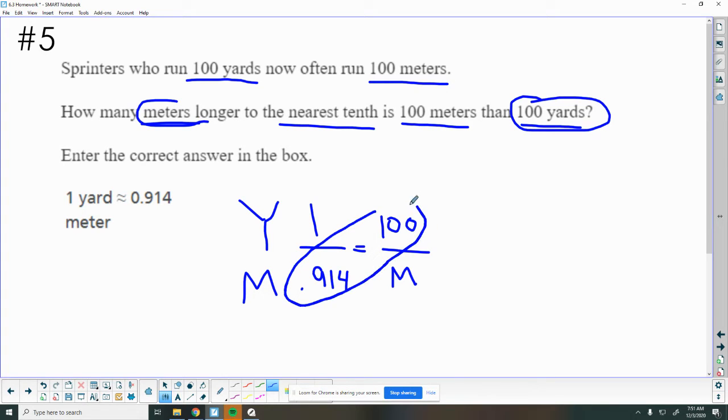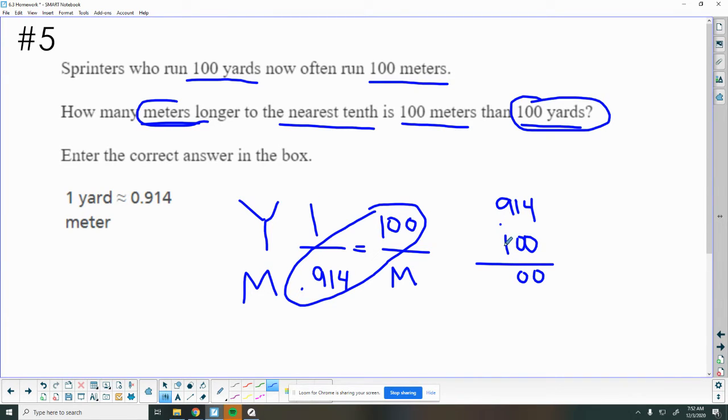So to get the M alone, we would multiply and then divide by 1. And then it wanted to know how much longer to the nearest tenth. So let's go ahead and multiply this problem out. So go ahead and pause the video and come back when you're ready. So we've got 0.914, and we are timesing by 100. So I know I'm going to put this placeholder here and this placeholder here.